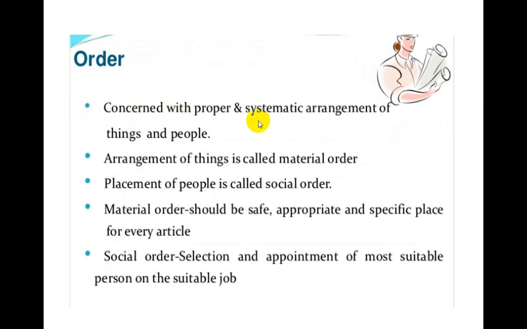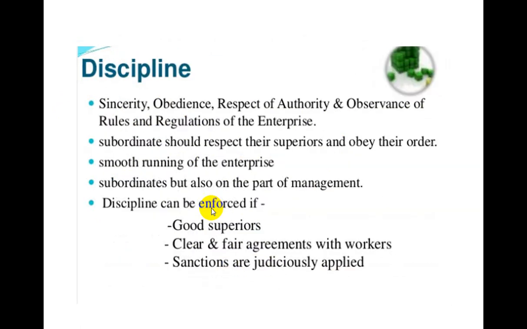Order: concerned with proper and systematic management of things and people. Arrangement of things is called material order. Placement of people is called social order. Material order should be safe, with an appropriate specific place for every article. Social order means selection and appointment of the most suitable person for the suitable job.